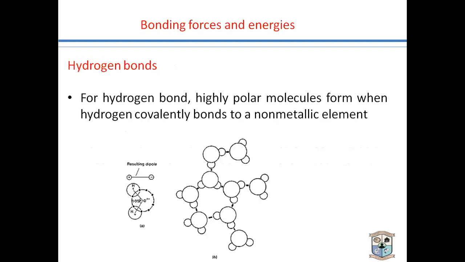For a hydrogen bond, highly polar molecules form when hydrogen covalently bonds to a non-metallic element. For example, here we have an oxygen atom, and we have our hydrogen and hydrogen, so it's basically water. So you have a dipole forming here, more negative on this side and more positive on this side. What you have forming are dipoles. Let's prefer the word dipole.